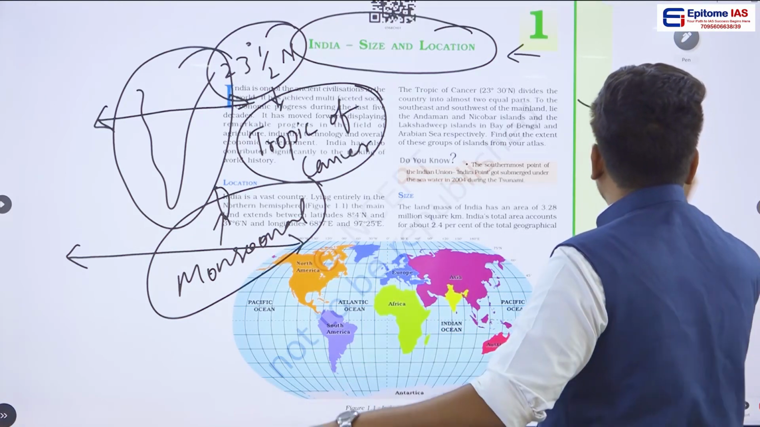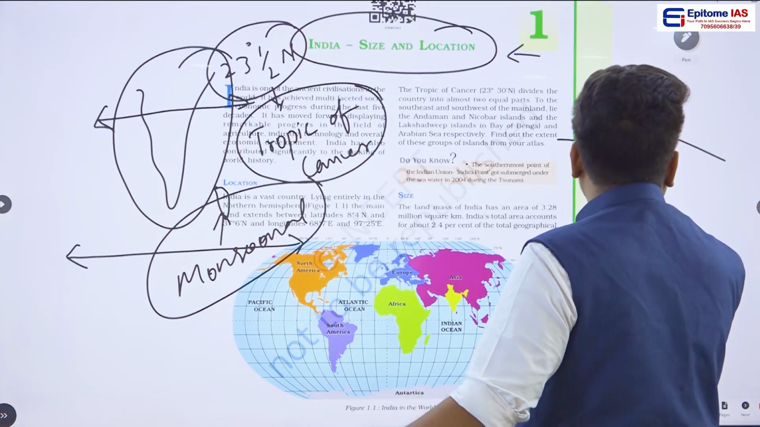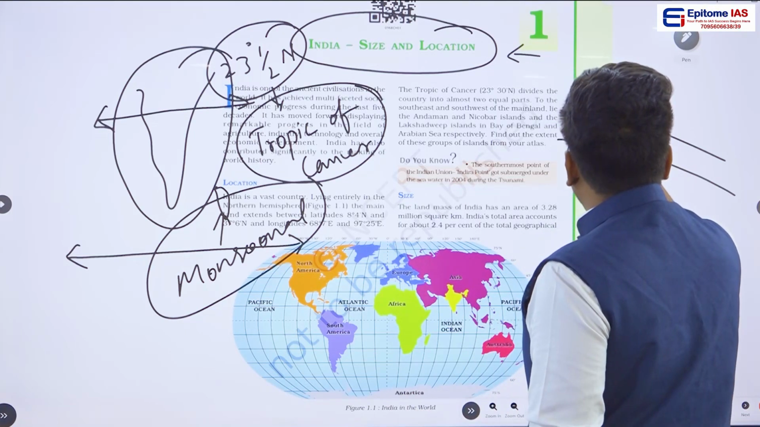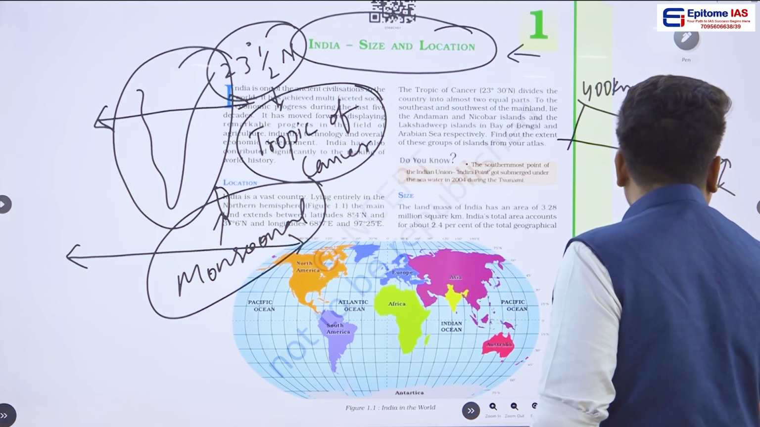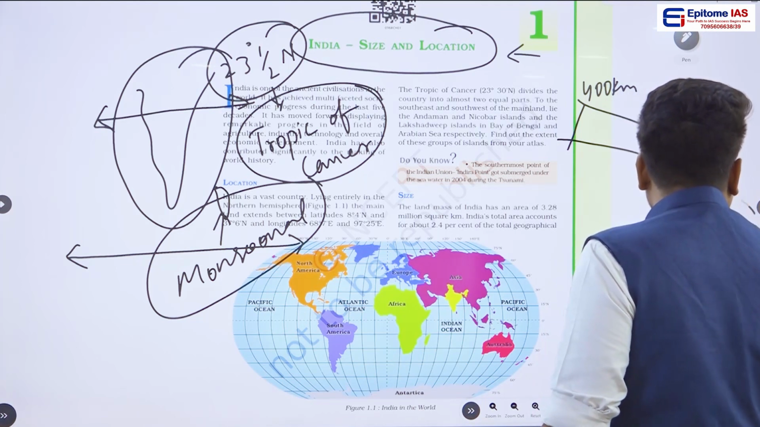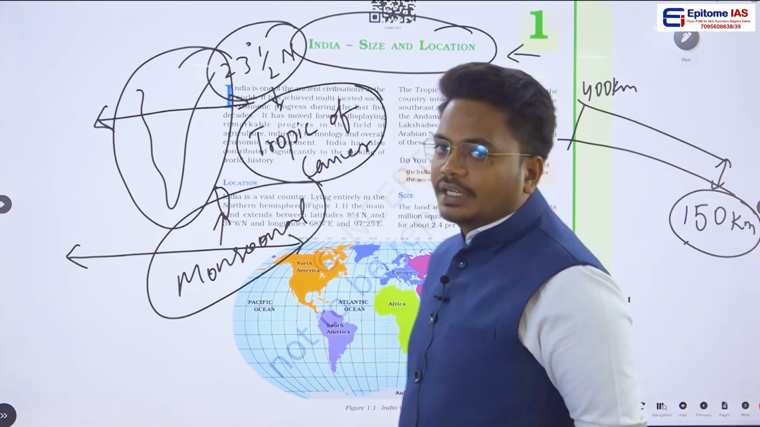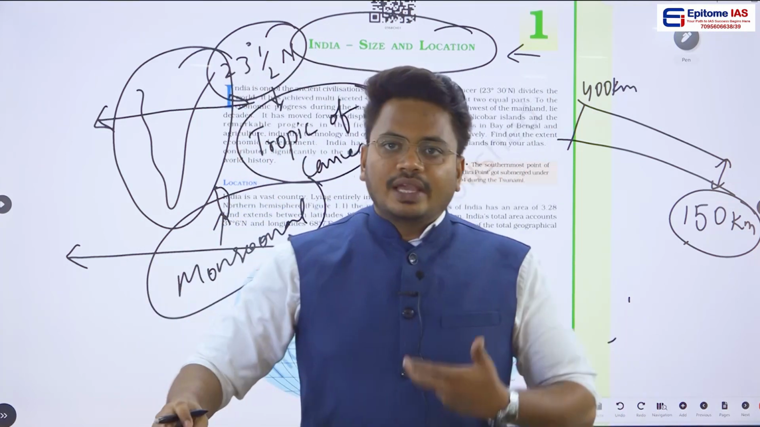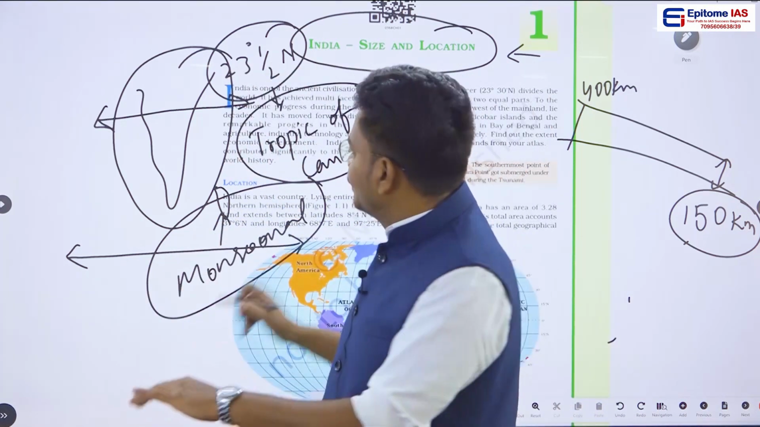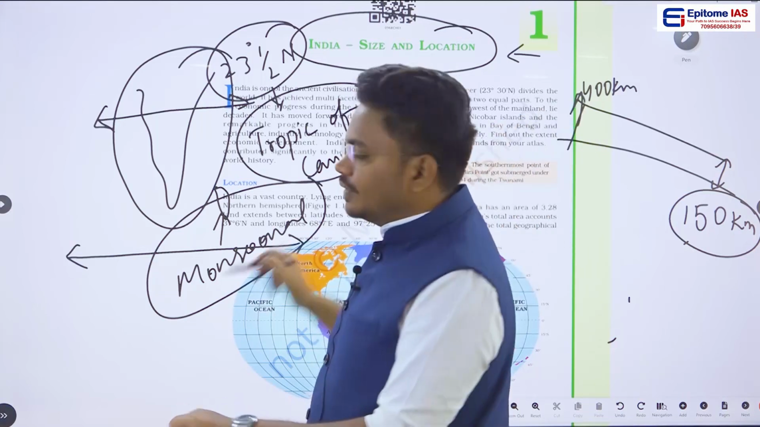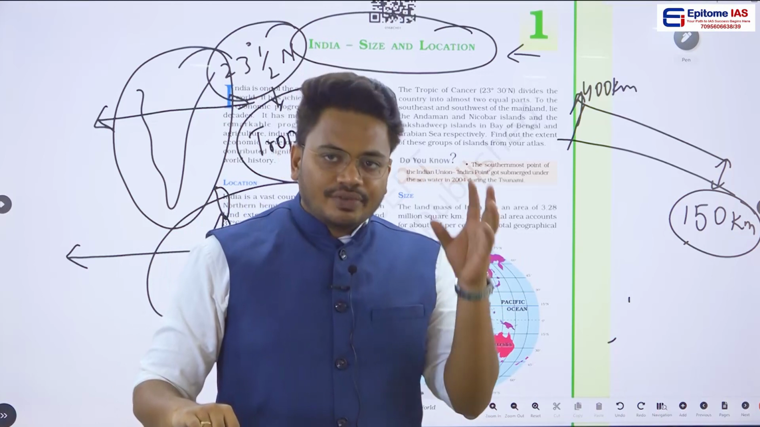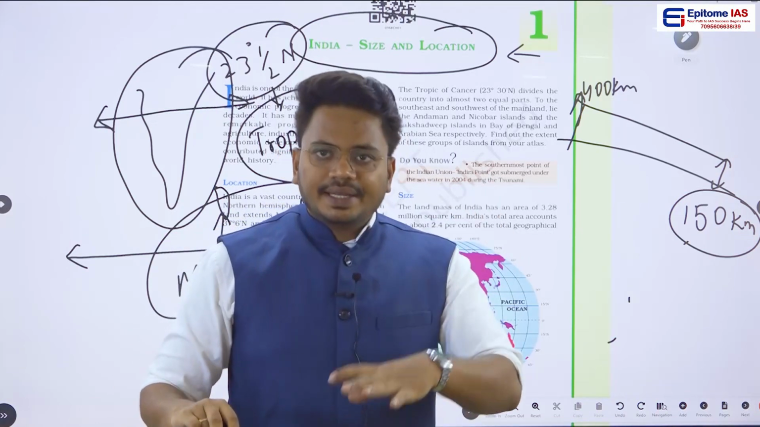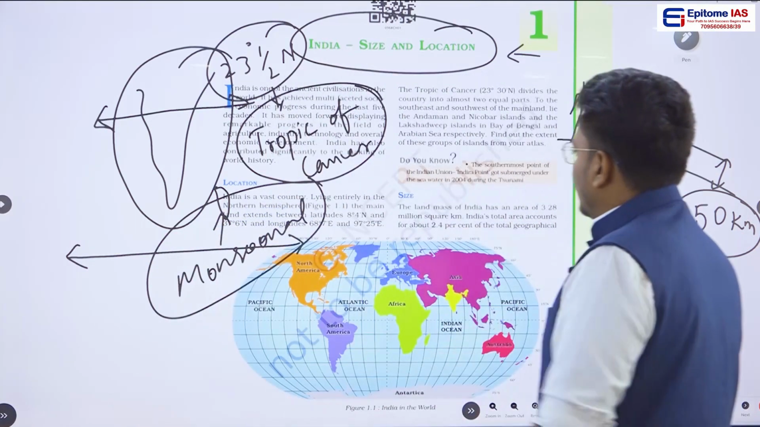Suppose you take this Himalayan range: the western side has 400 kilometers width, and when it comes to the eastern side, the width is only 150 kilometers. We also understood that the height of the Himalayan mountains is very high in the western part when compared to the eastern part. These are the things we have learned regarding India and its location.